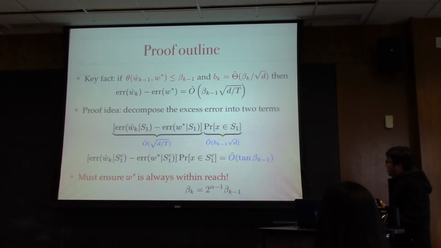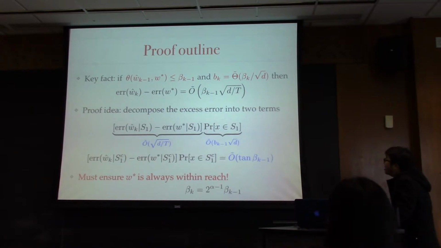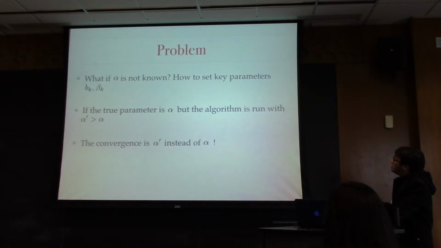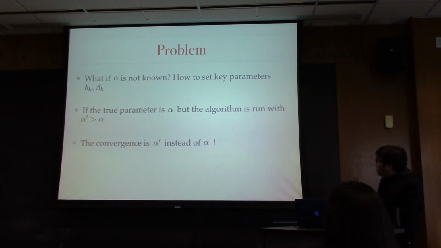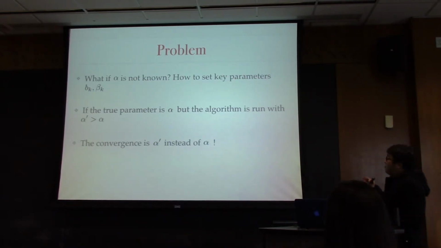However, one problem with this is you must know exactly what the TNC parameter alpha is in order to set appropriate shrinkage of beta k and bk. But in many practical applications, the alpha is not known. So it is generally not possible to know the magnitude of your noise. So when alpha is not known, it is hard to set key parameters bk and beta k of this algorithm using this particular decay.